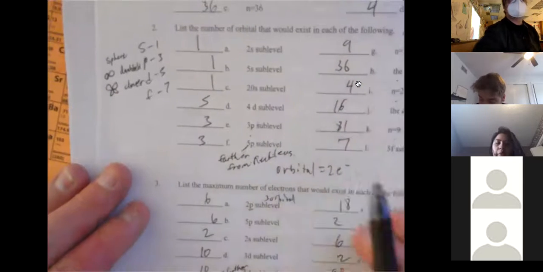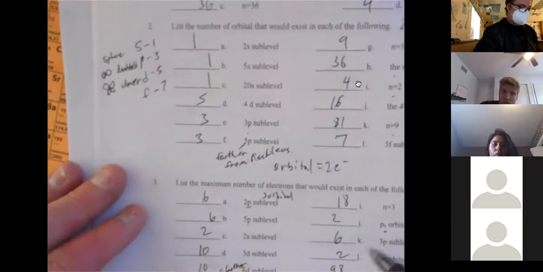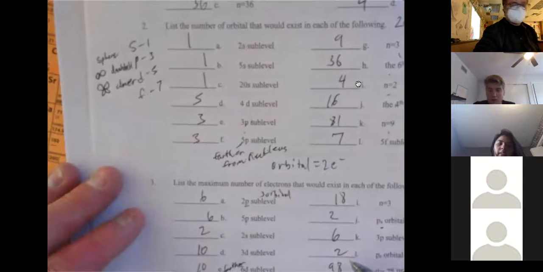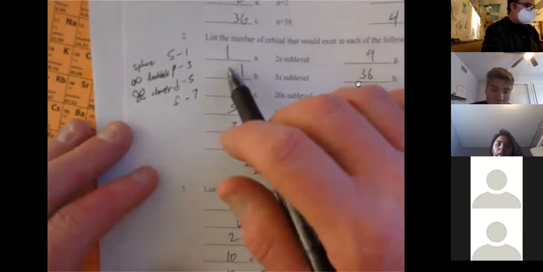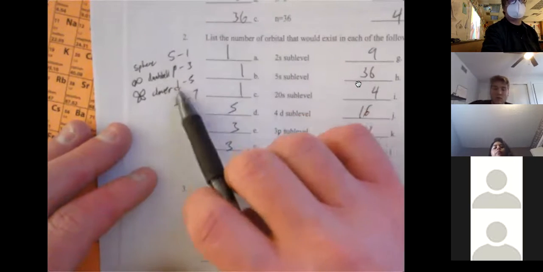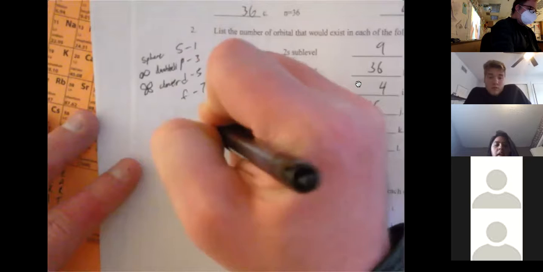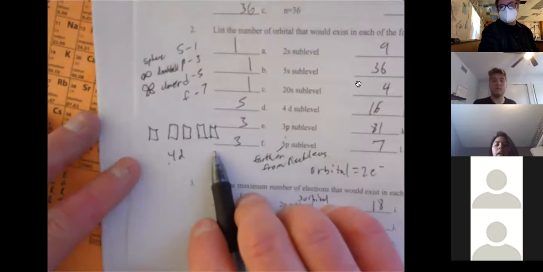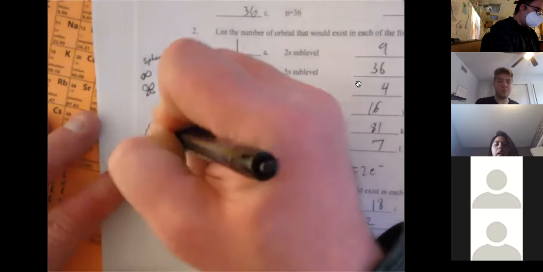Wait, you said each orbital can hold how many? 2, right? So it doesn't matter if it's S or P or D or F? Each orbital can hold 2. The difference is that S has 1 orbital, P has 3 orbitals, and D has 5 orbitals. So how many electrons can a 4D orbital hold? Wouldn't it be 10? No. 4D has 5 orbitals, and all 5 orbitals could hold 10. One orbital, just one, can only hold a maximum of 2.